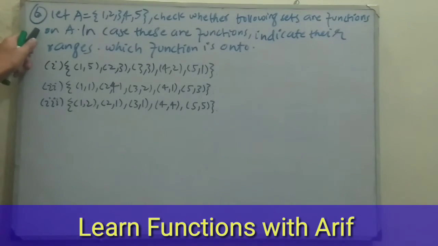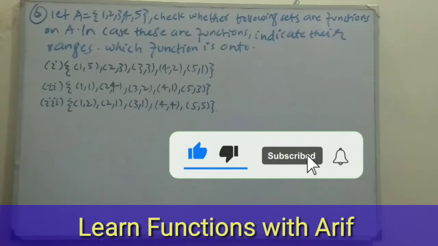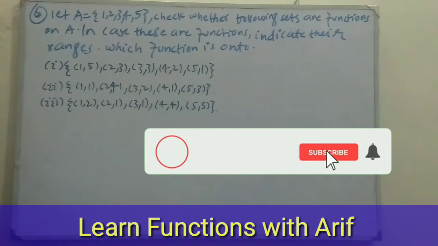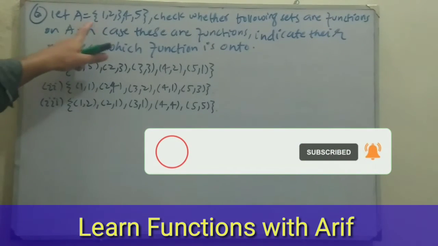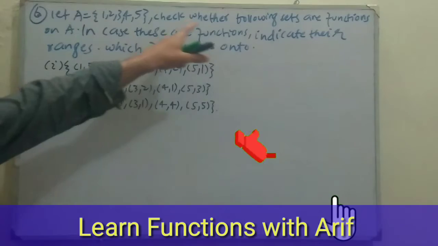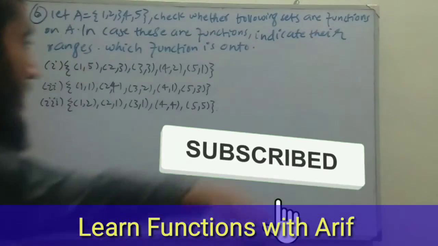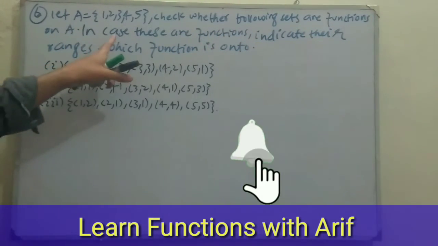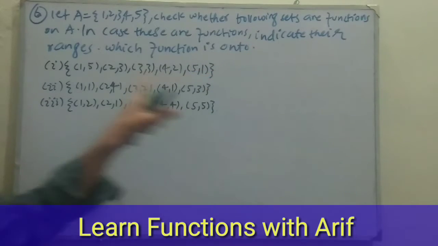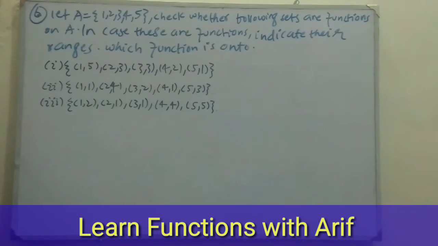Move to question number 6. This is the last question of exercise number 5.5, with which chapter number 5 will be completed. Let a set A be 1, 2, 3, 4, 5. Then check whether the following sets are functions on the set A. In case these are functions, indicate their ranges and which function is an onto function.